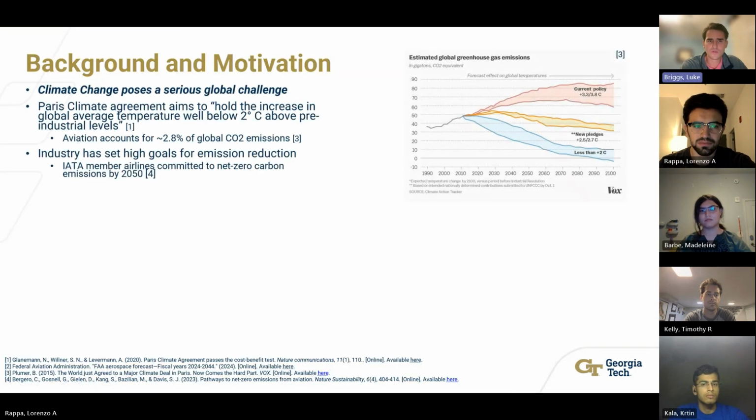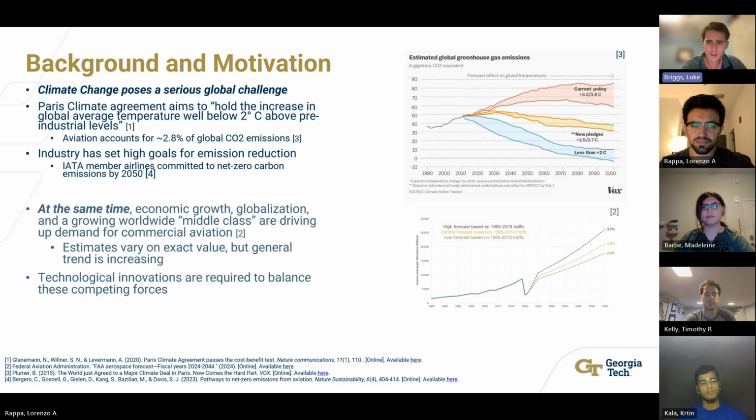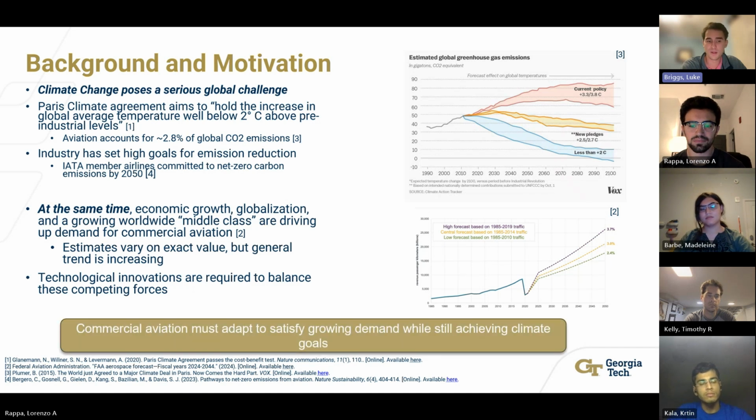But really getting to the crux, why do we need this? As we all know, climate change poses a serious global challenge. And with the world agreeing on the Paris Climate Agreement, the airline industry has set pretty high goals for emission reduction, with a lot of different airlines committed to zero carbon emissions by the year 2050. But at the same time, what we've seen is that there is an increase in demand for commercial aviation, particularly driven by economic growth and the emergence of this worldwide middle class.